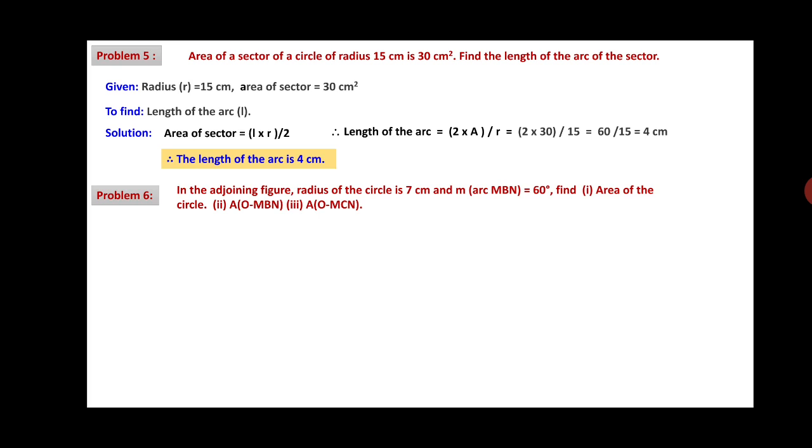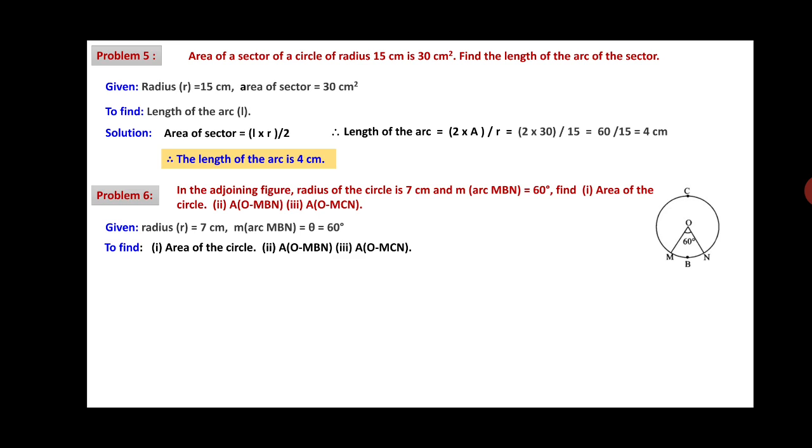Problem 6. In the adjoining figure, radius of the circle is 7 centimeter and measurement of the arc MBN is 60 degree. Find area of the circle, area of OMBN and the area of OMCN. Friends, radius r is 7 centimeter and the measurement of the arc MBN is theta, which will be 60 degree. We have area of the circle, area of the sector OMBN and area of the sector OMCN we have to find out.